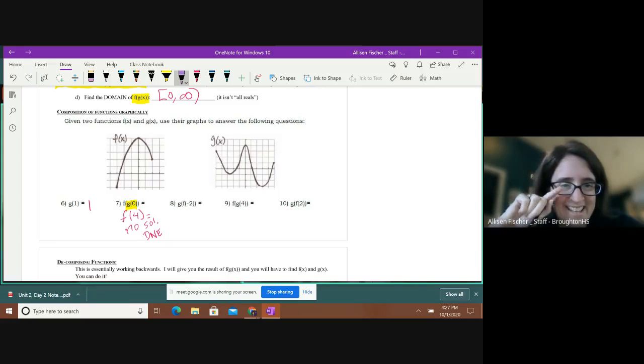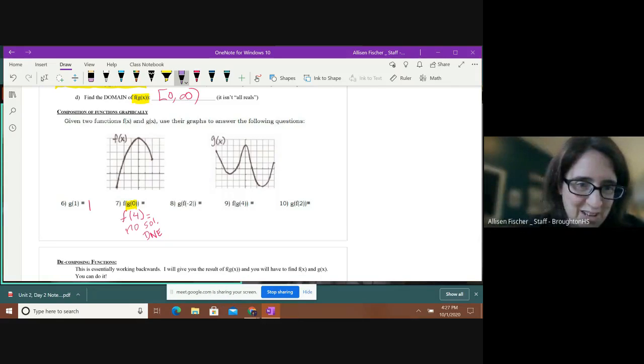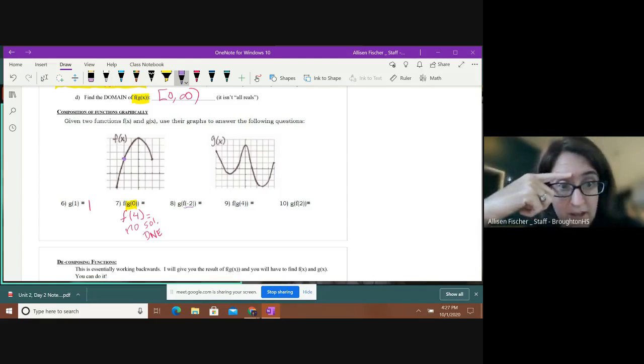All right, f of -2. Again, you're going to start inside the parentheses. So for f of -2, we go to where x is -2, and we look at what the y value is.